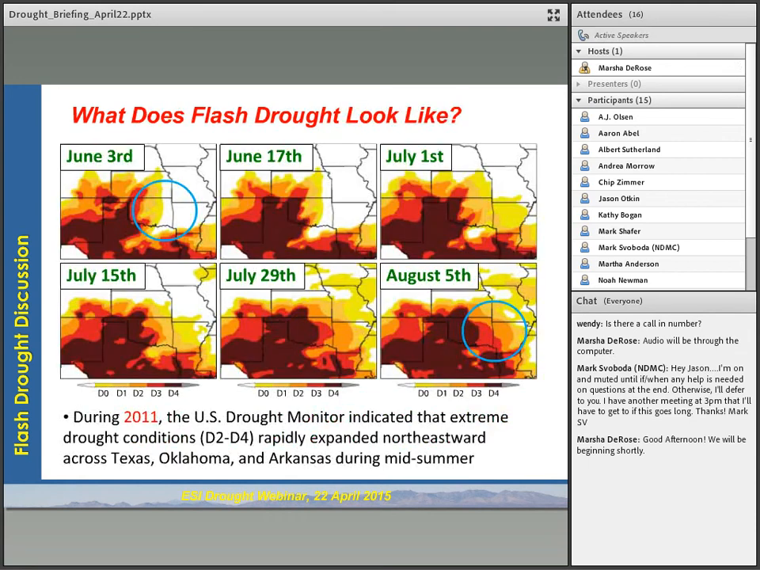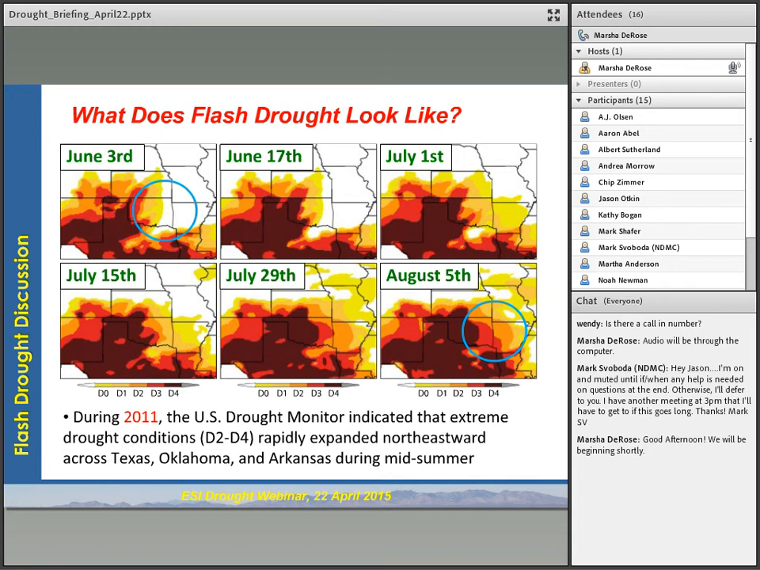Next slide, please. Okay, this slide shows the evolution of the flash drought event that impacted eastern Oklahoma and western Arkansas during 2011, as depicted by the U.S. Drought Monitor, which is a state-of-the-art analysis system that combines information from many different data sources to produce a unified drought analysis each week. I want to point out that the darker colors on these images depict the most severe drought conditions for each of those times.